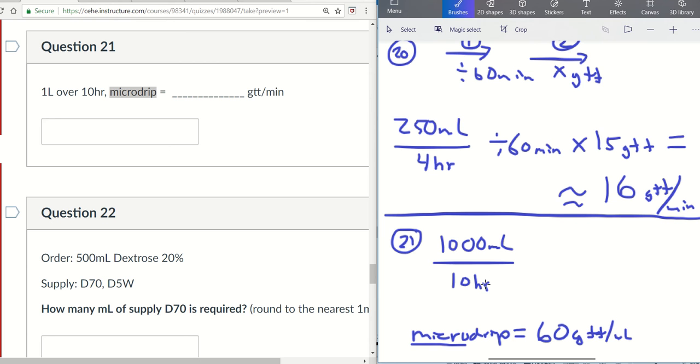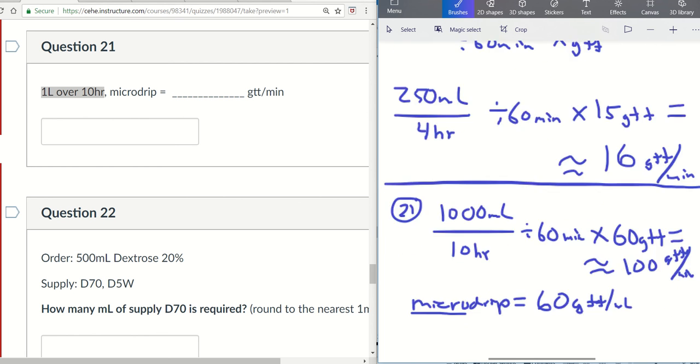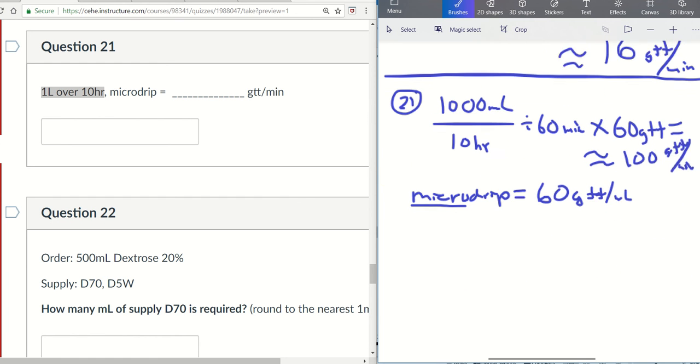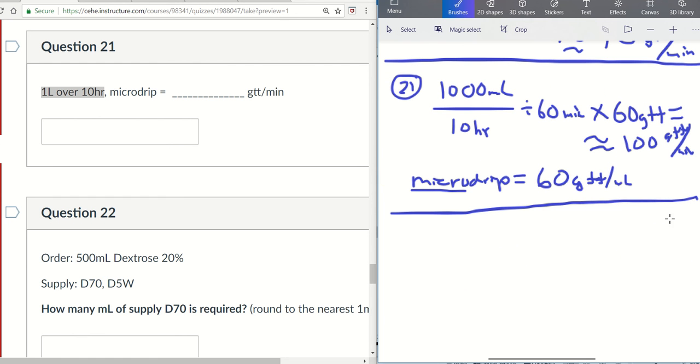So flow rate, mLs over hours. You got 1 liter, which is 1,000 mLs over 10 hours. If you divide by 60 minutes and multiply by 60 drops, what is your drip rate? Yep, it'll just be 100 drops per minute. So the trick with micro drip tubing is the value of the flow rate is the same value as the drip rate. 100 mLs per hour, micro drip tubing is 100 drops per minute.